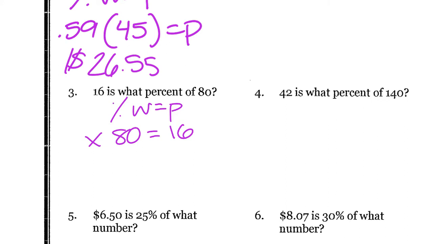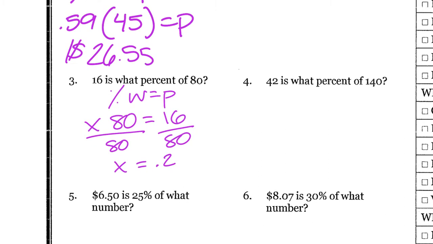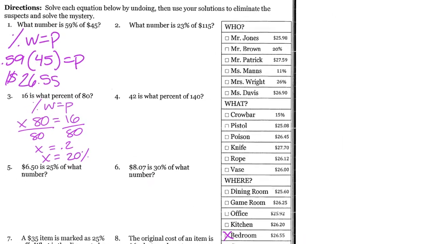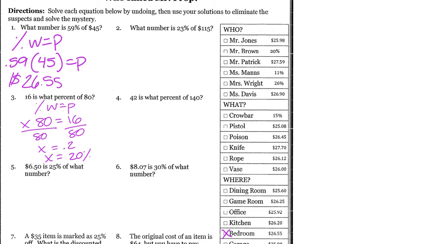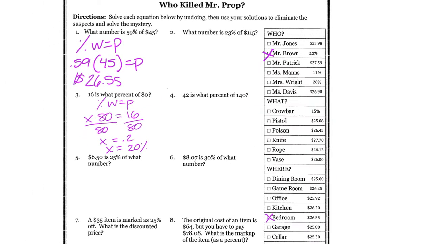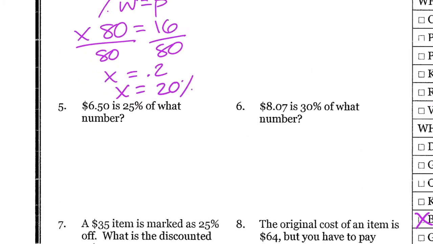Now, how do I get x alone? Well, they're being multiplied, so we're going to divide by 80. Divide by 80. So when I get that, I take 16 divided by 80. I get 0.2. But what is that as a percentage? Because it's asking what's the percent. We'll move it twice. We get 20%. So let's find that answer. 20%. It is not Mr. Brown. All right. Number 4 is just like number 3. So go ahead and I'm not going to give you the answer for that one. All right. Let's look at the next one.